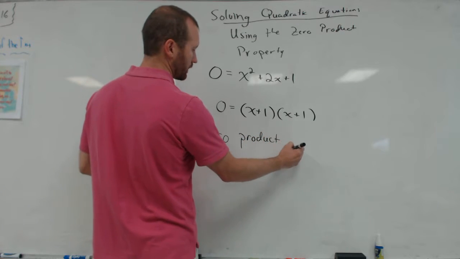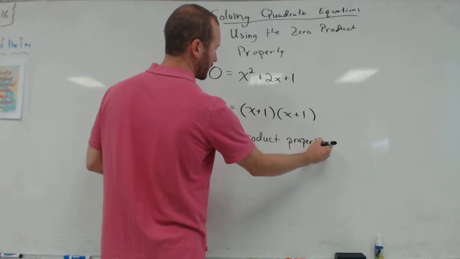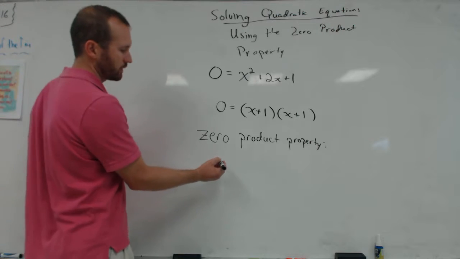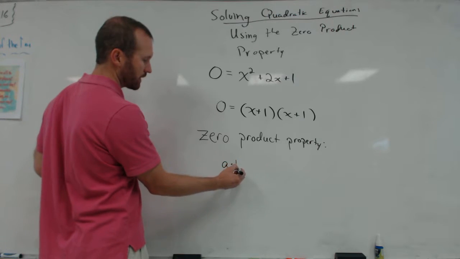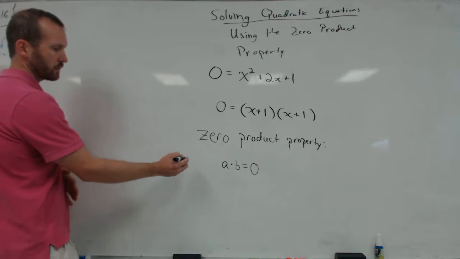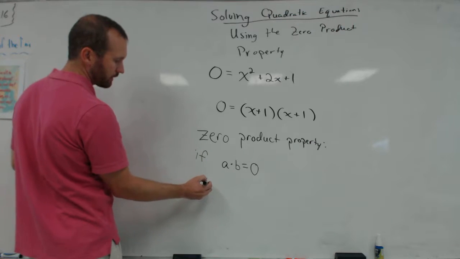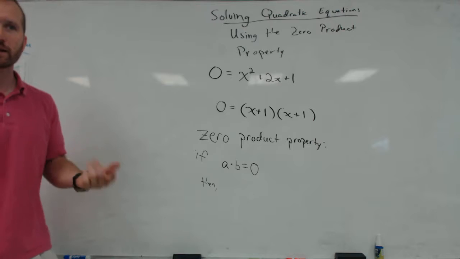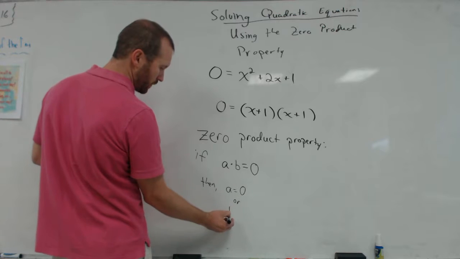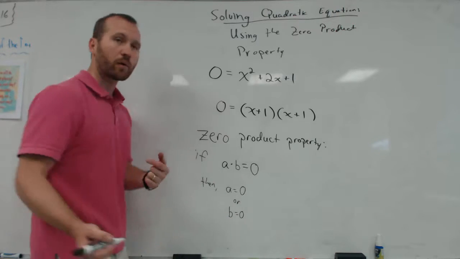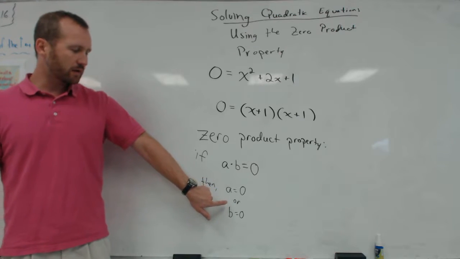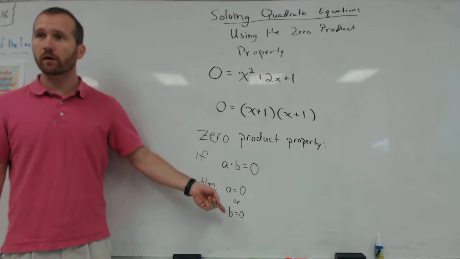This is very important. So the zero product property says if I have two things, A times B, and they equal 0, so if A times B equals 0, then I know that either A has to equal 0 or B equals 0, or both. So this is what we would call an inclusive or. A equals 0, B equals 0, or both.